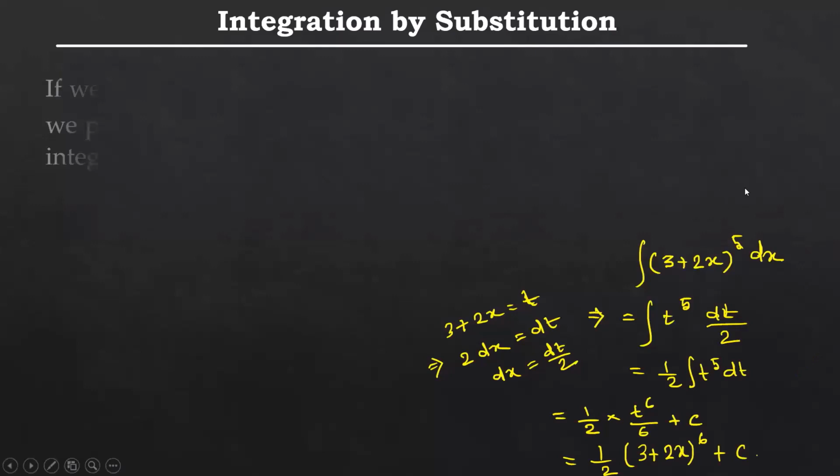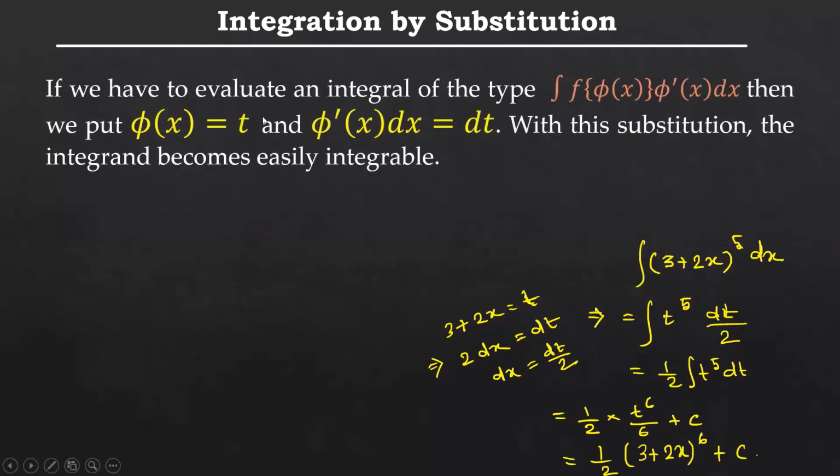Now it comes to our theoretical part, which is the theorem of that. So if we have to evaluate an integration of that type, that means there is a function f of phi of x. That means f is a function of phi of x. You can see here that this function is again a function of 3 plus 2 of x. That means your t to the power 5 is a function of 3 plus 2x. You can say that t is a function of x. So that means f of phi of x, in this type of problem, you have to take that phi of x is equal to t.